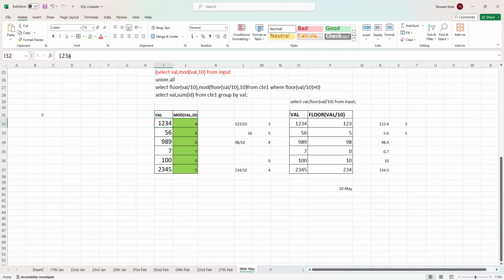Why is this color getting changed? Okay, something, I think it is taking the format maybe.